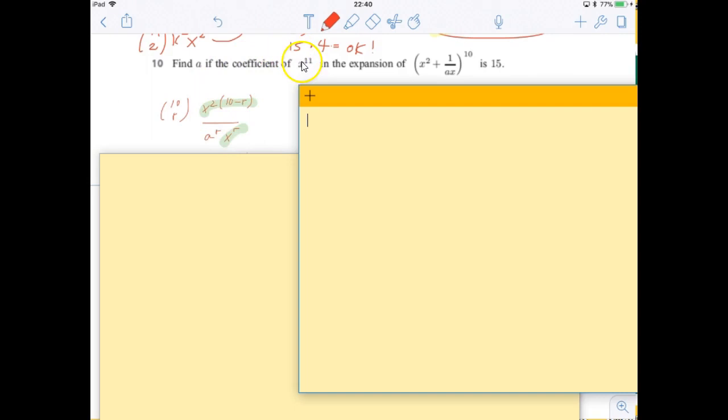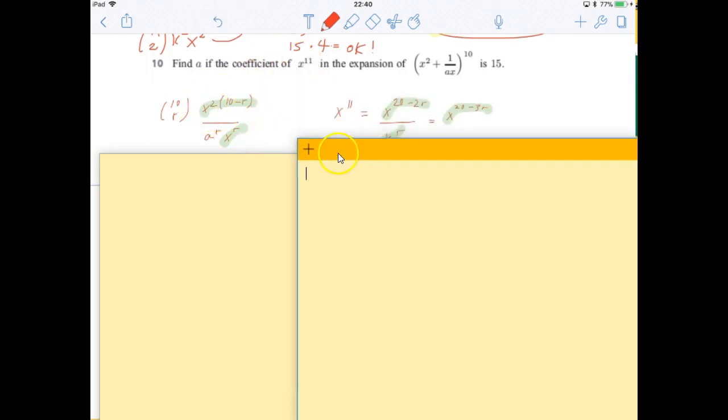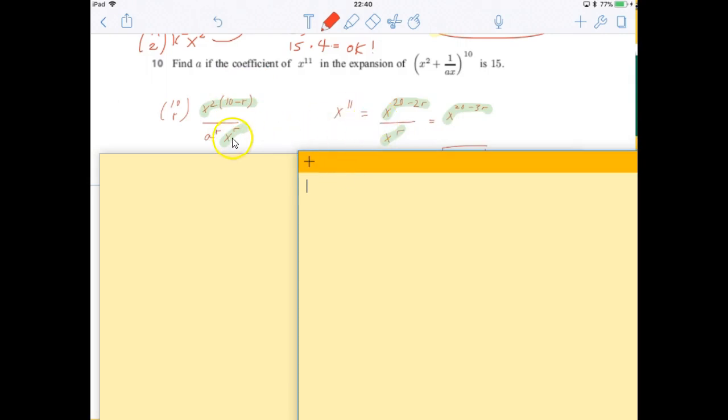Now what we're going to do is color code the variable information because we're looking for the coefficient of the x to the 11th term. So let's figure out when the green part equals x to the 11th. Let's set the green part equal to x to the 11th and then see what r is going to equal to make it equal. So the top is going to be x to the 20 minus 2r. The bottom is going to be x to the r. You see I'm ignoring a to the r because a to the r is not the variable part. Then I'm going to write this as one exponent by taking the top exponent and subtracting the bottom exponent. I get 20 minus 2r minus r, which would be 20 minus 3r.